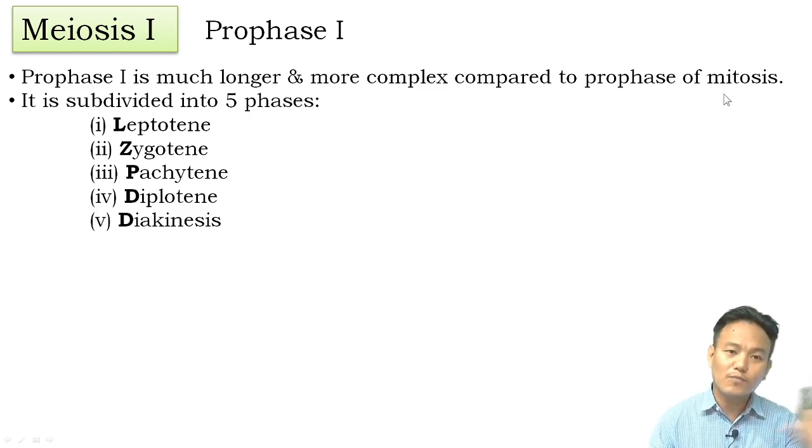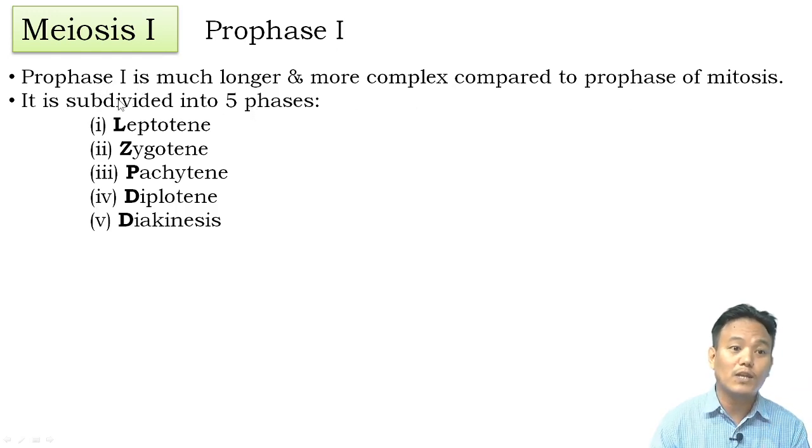You see, compared to the prophase of mitosis, prophase 1 is longer and more complex. I hope you remember what all happens during the prophase of mitosis. You have to do a revision of that one. Prophase 1 is more complicated and has subphases.